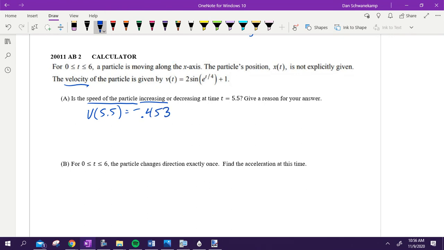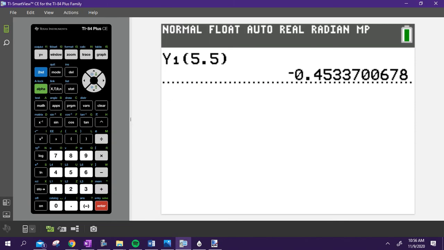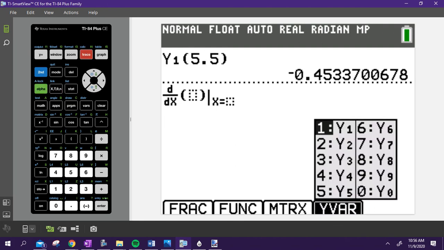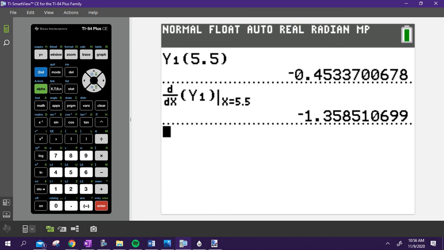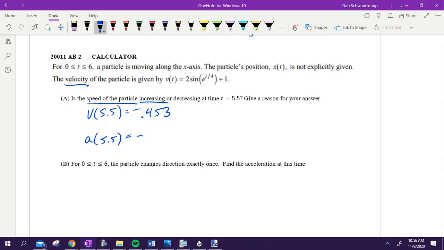Great. The second one I need to know is acceleration. How do I find acceleration in my calculator? Take the derivative. I'm going math 8, dx of alpha F4 Y1. Take the derivative of that equation again at 5.5. Type it in, hit enter. I got negative 1.359. You have to write down both of these things. You need to say velocity is equal to something, acceleration is equal to something. Then we're trying to describe speeding up or slowing down.